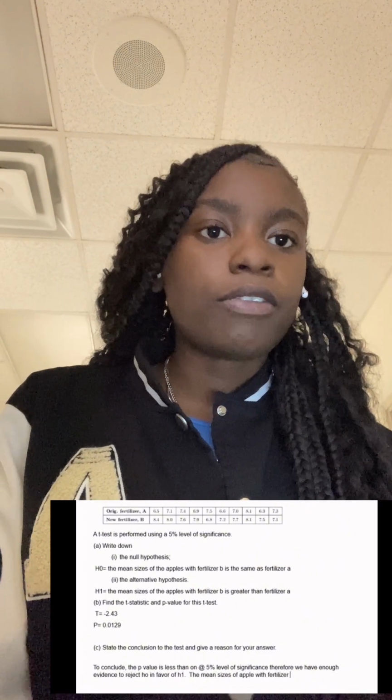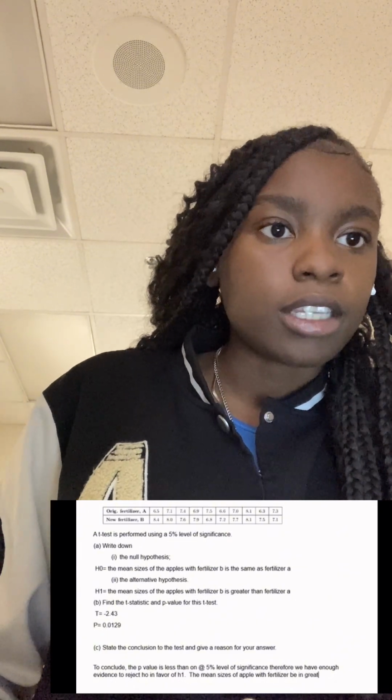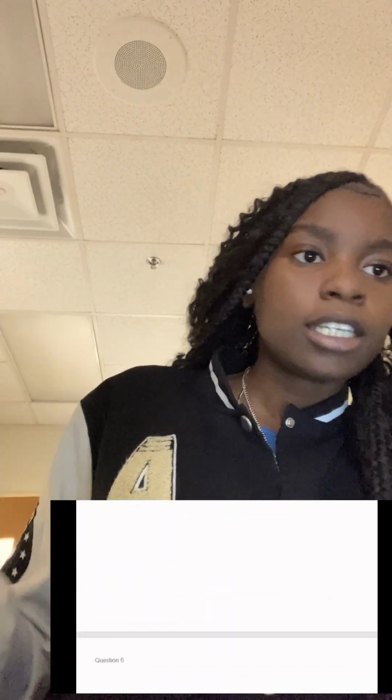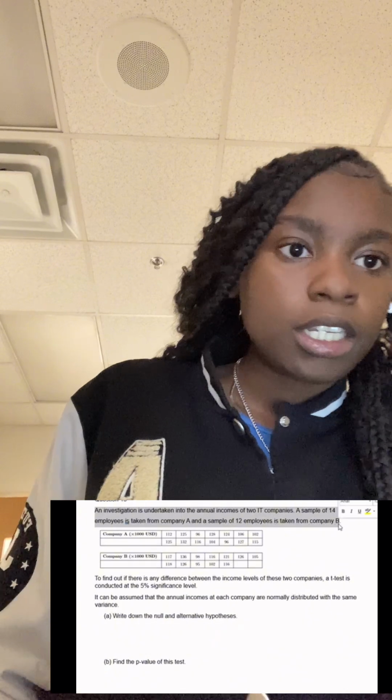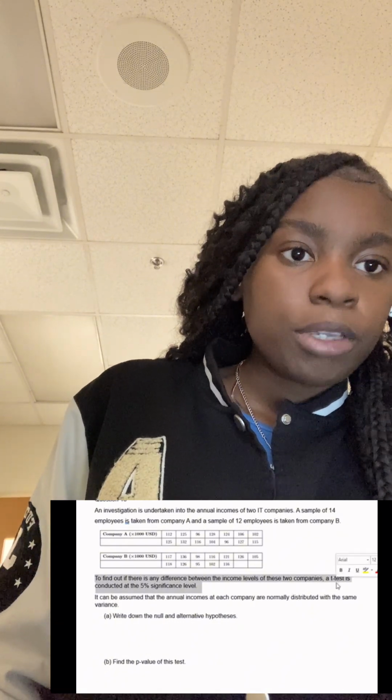Okay, so an investigation is undertaken into the annual incomes of two IT companies. A sample of 14 employees is taken from company A, and a sample of 12 employees is taken from company B. To find out if there is any difference between the income levels of these two companies, a t-test is conducted at the 5% level of significance. It can be assured that the annual incomes of each company are normally distributed with the same variance.